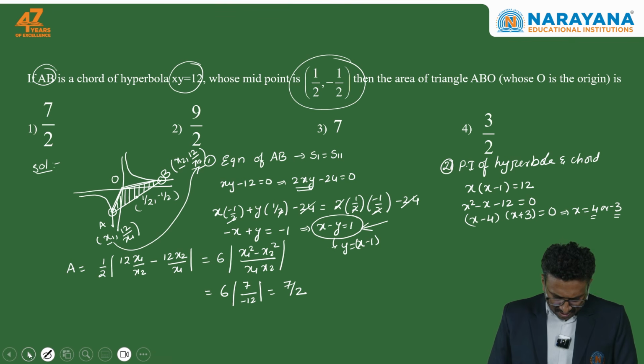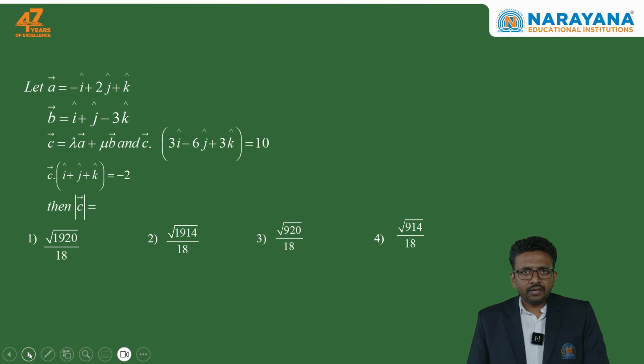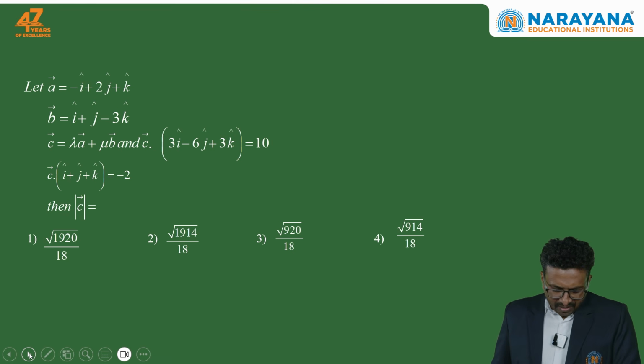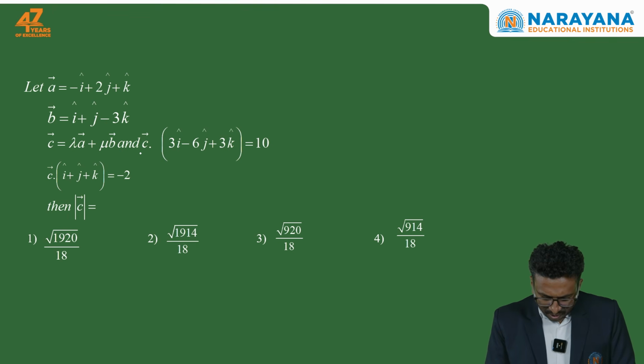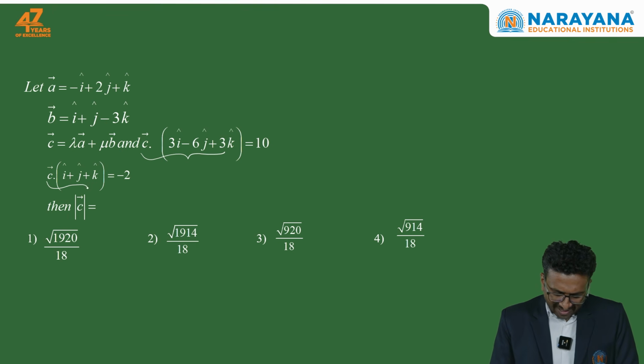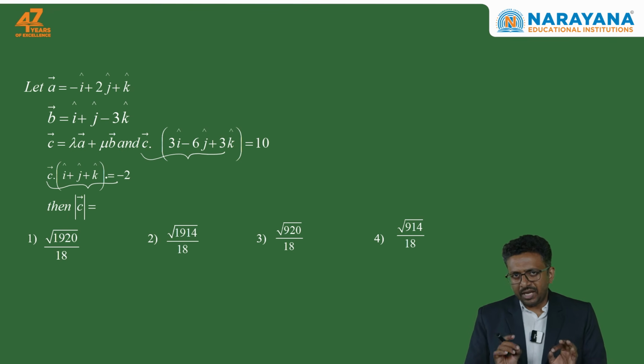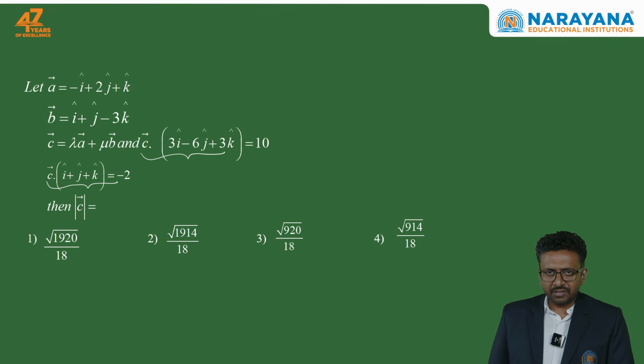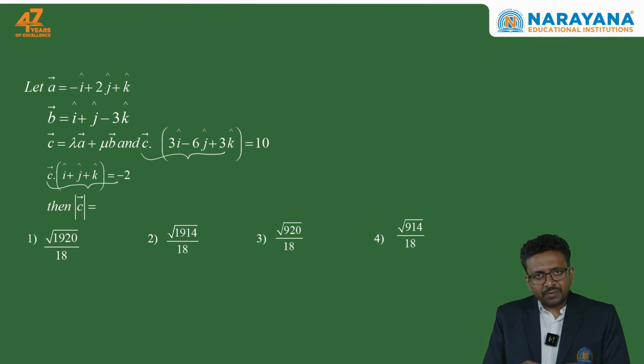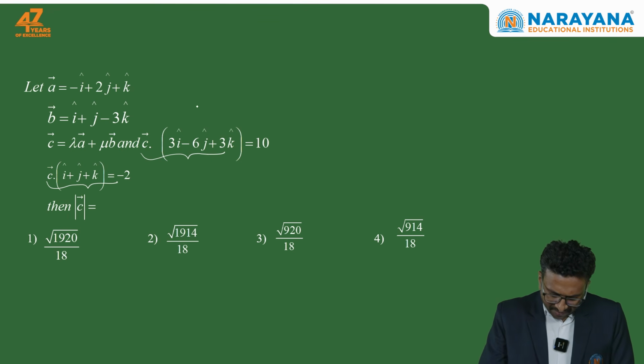So next, let us go to the next question. This is a question from vectors, slightly calculation intensive, so you have to very carefully do the calculations. The concept itself is quite simple. A bar is given, B bar is given. C bar is some linear combination of A bar and B bar, such that C bar dot the first vector is 10, and C bar dot the second vector is minus 2. So two equations are given. As you can see, there are two unknowns, so using these two equations, you have to find the two unknowns. So let us substitute C bar in the first equation.